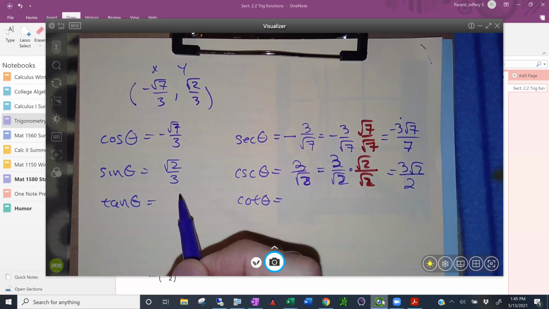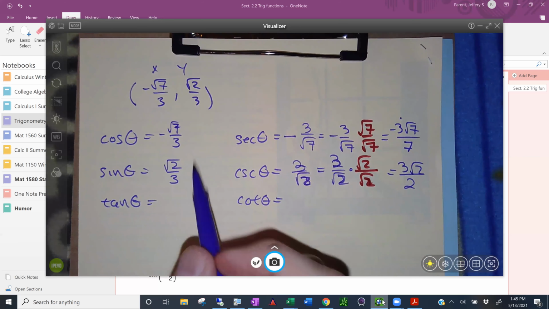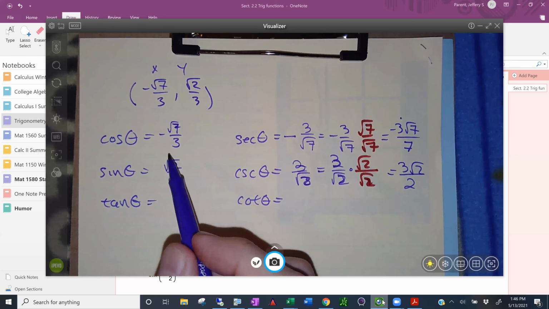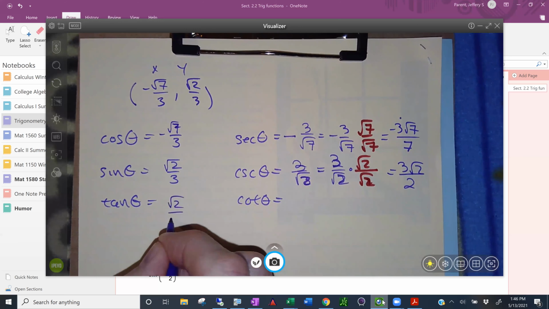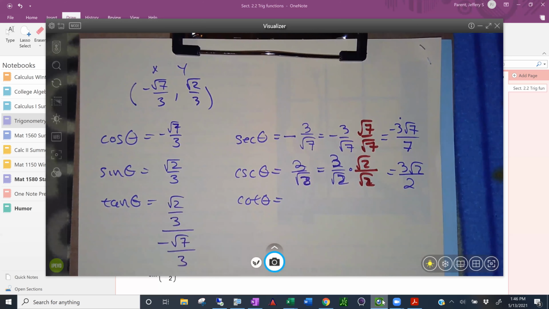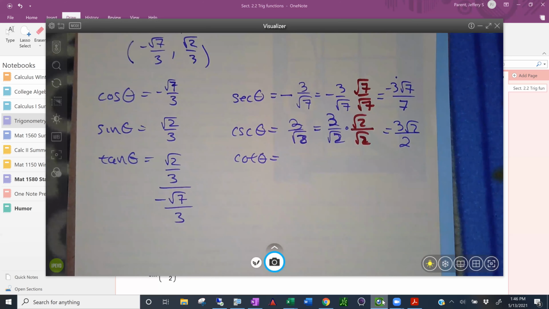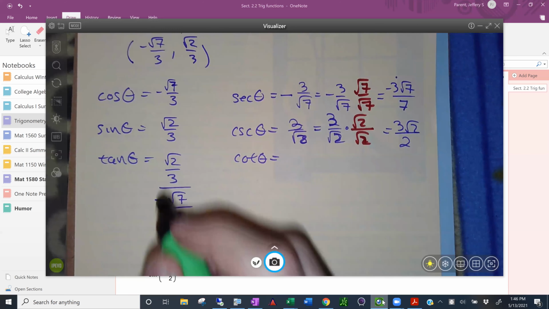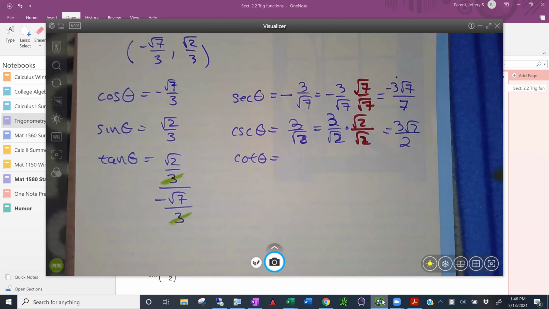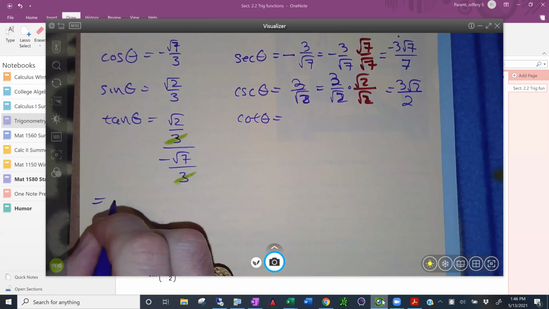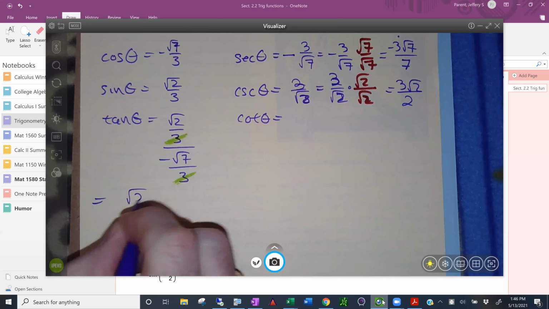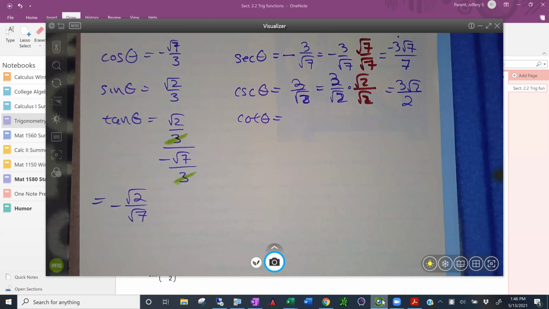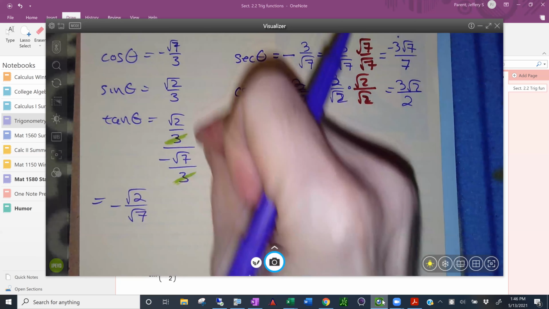Last but not least, tangent. Tangent is the y coordinate divided by the x coordinate. So it's going to be square root of 2 over 3 divided by negative square root of 7 over 3. And let me show you one trick that'll make your life easier right away. You can cancel out those 3's. So that's just going to leave you with square root of 2 over square root of 7. The negative didn't disappear. A positive divided by a negative is still going to be negative.